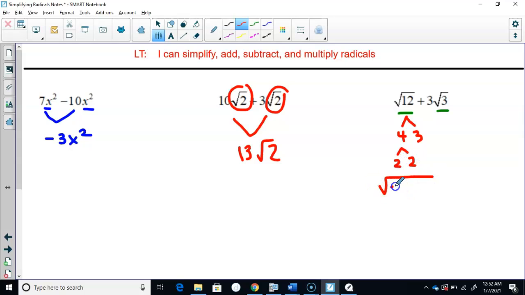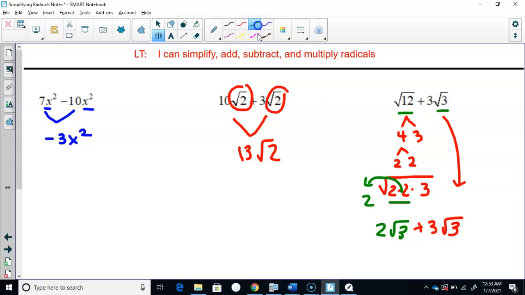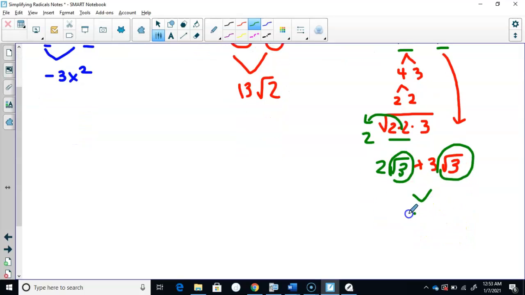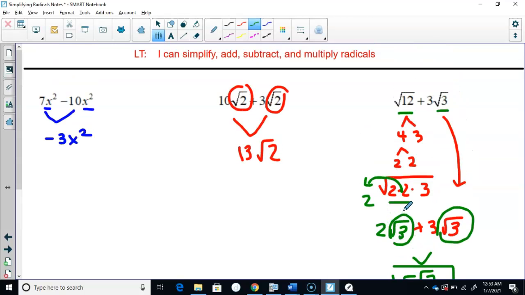When I simplify that, 2 times 2 times 3, I have one pair. I'm going to bring 1, 2 out then. That gives me 2 times the square root of 3. And then over here, guys, don't forget, pay attention to details. I have plus 3 square roots of 3. Well, now I have like radicals right here. So I have 2 square roots of 3 plus 3 square roots of 3, which gives me 5 square roots of 3. Okay, so what did I just learn there?